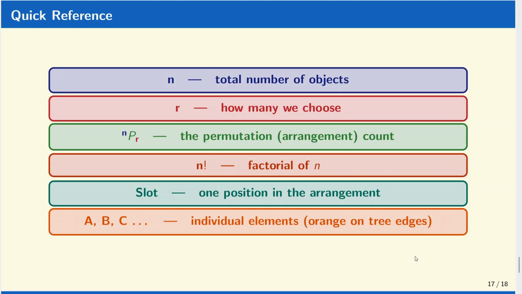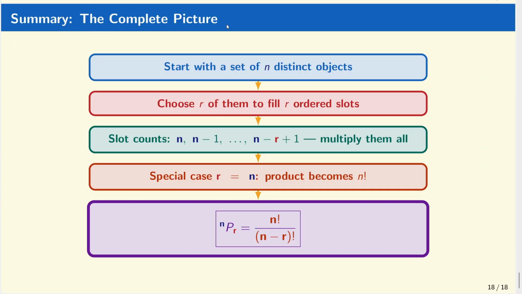Let us bring everything together with a summary of the complete picture, tracing our journey from the very beginning. We always start with a set of n distinct objects. From that set, we choose r of them to fill r ordered slots. To find the total number of ways to do this, we use our slot counts, starting with n, then n minus 1, continuing down to n minus r plus 1, and we multiply them all together. We also learned about a special case. When r equals n, meaning we arrange everything, the product simply becomes n factorial.